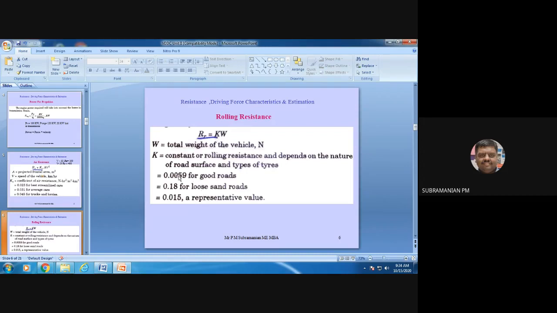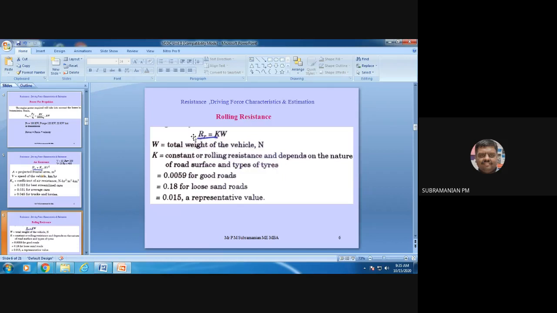Here also no need to remember this value. Just summarize: K value will be low for good roads, that is, friction will be less. For loose sand roads, it will be increasing. So you can define K based on the road characteristics. For a good road, the value will be less. If the road is plain or has more friction, or is muddy off-road, my K will be increasing. So rolling resistance will be more.